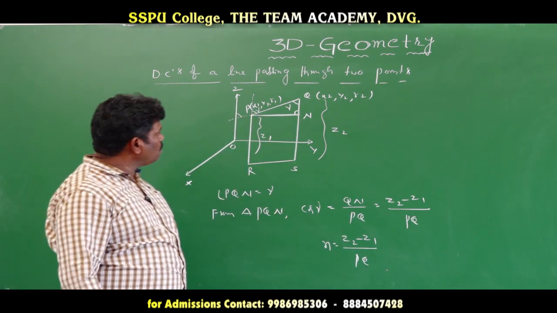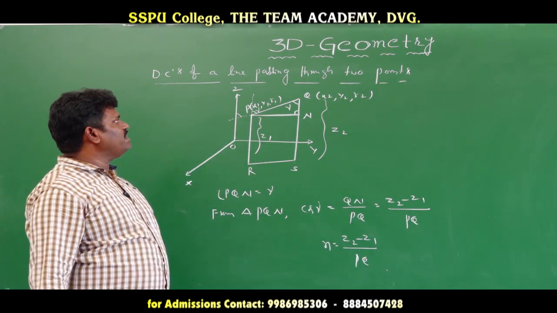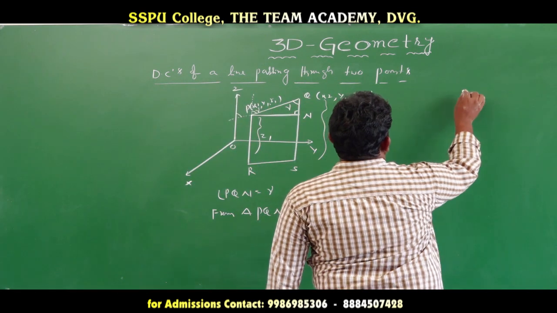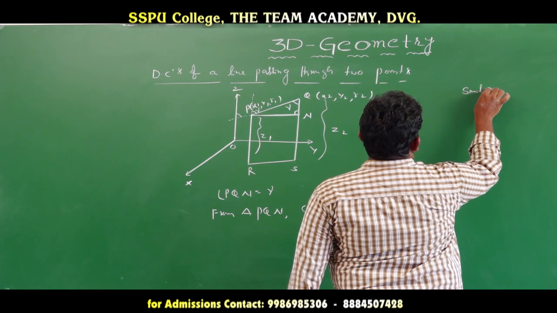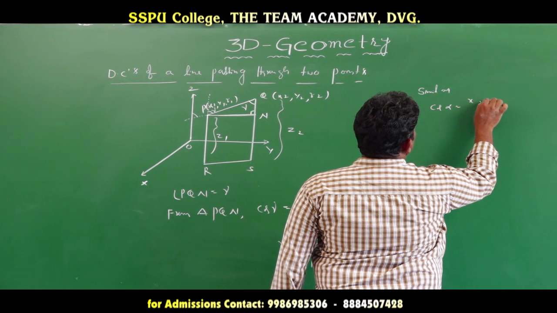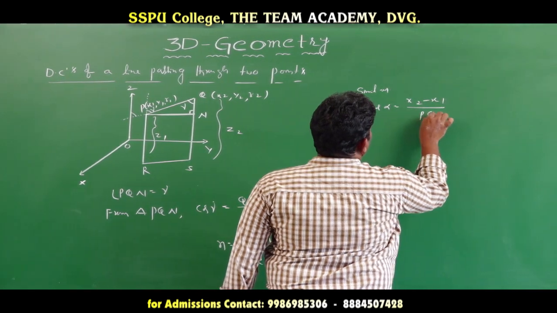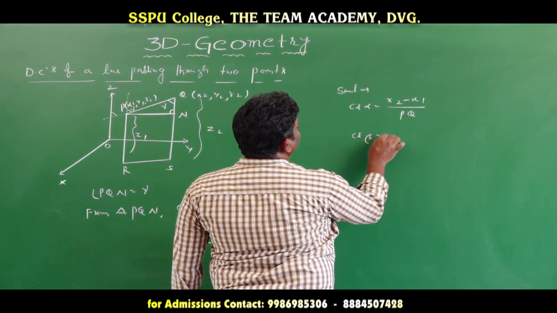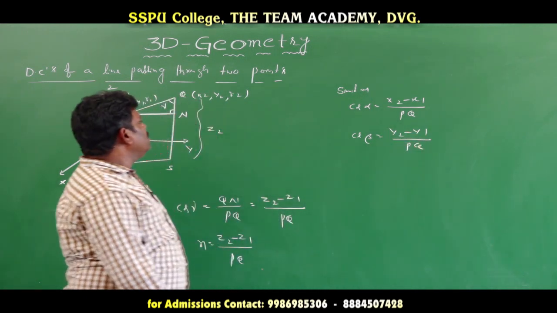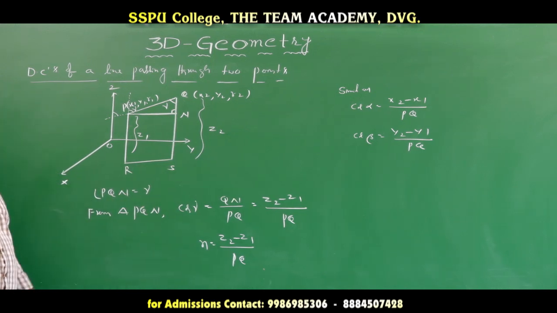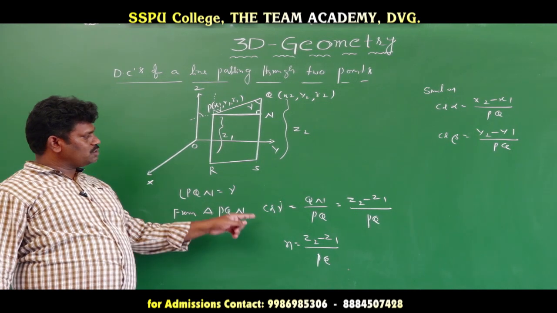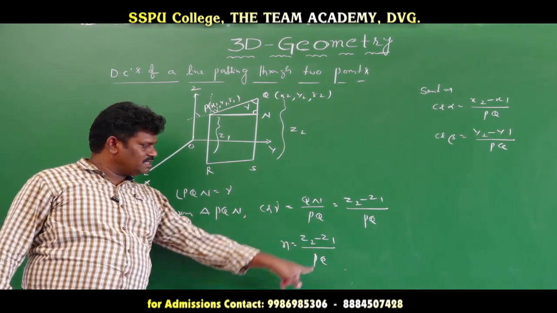Similarly, if we consider another triangle or another angle, then cos alpha and cos beta similarly. So cos alpha is x2 minus x1 by PQ. Cos beta is equal to y2 minus y1 by PQ. Here alpha is the angle with the x axis, beta is the angle with the y axis, and gamma is the angle with the z axis. So gamma with the z axis is z2 minus z1 by PQ.